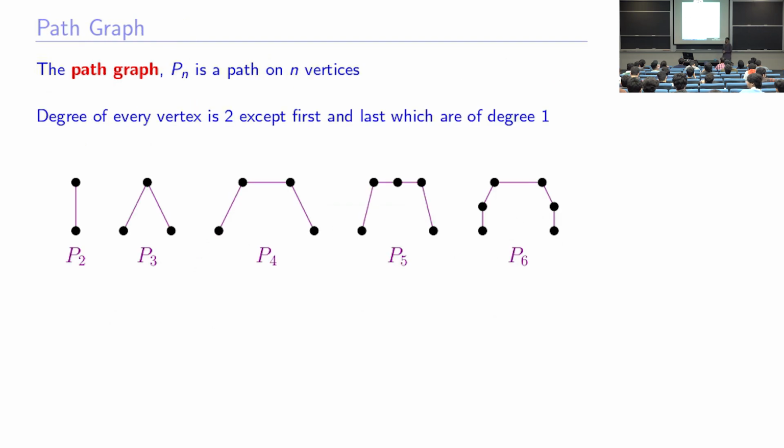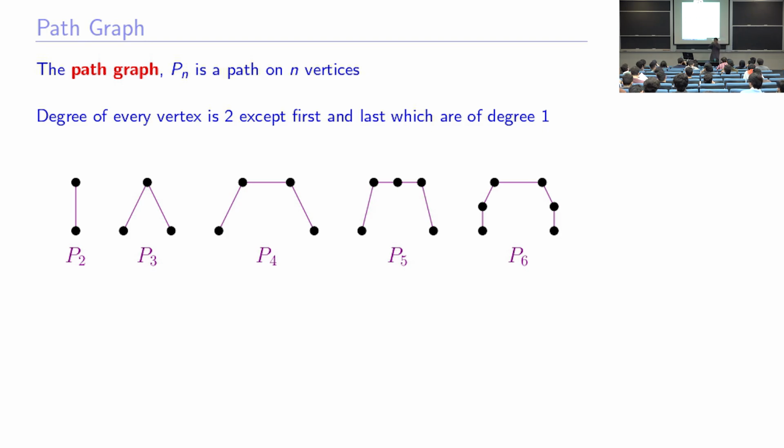The path graph, denoted by P sub n, is a path on n vertices, right? We know what a path is, a sequence of vertices such that every successive pair is actually an edge, right? So a path graph is actually the path. So the graph is nothing else but a path, right? A path on n vertices is denoted by P sub n.